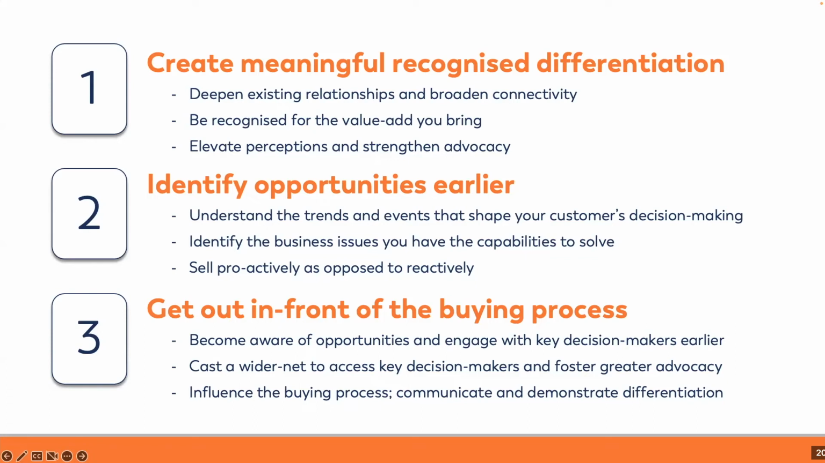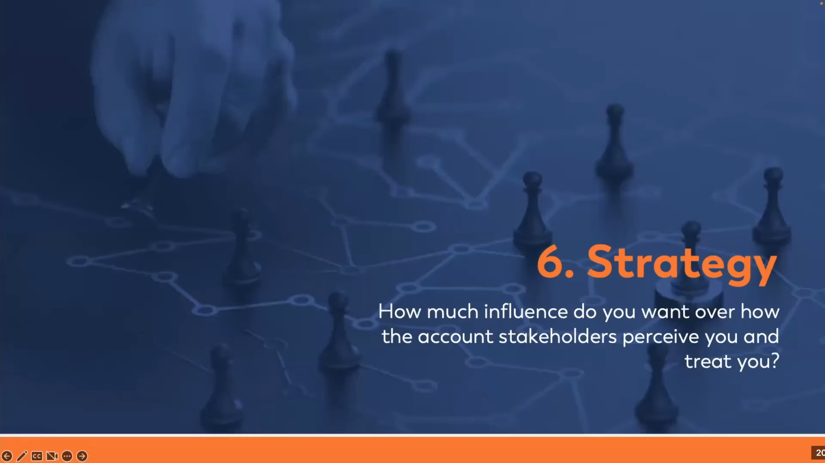So how do we do that? We need to get more strategic in the way we operate, and the strategic thinking is all part of the process that we need to implement. The question that sits behind the strategy is just, how much do we want to influence how the account stakeholders perceive us, because that influences the way they treat you.